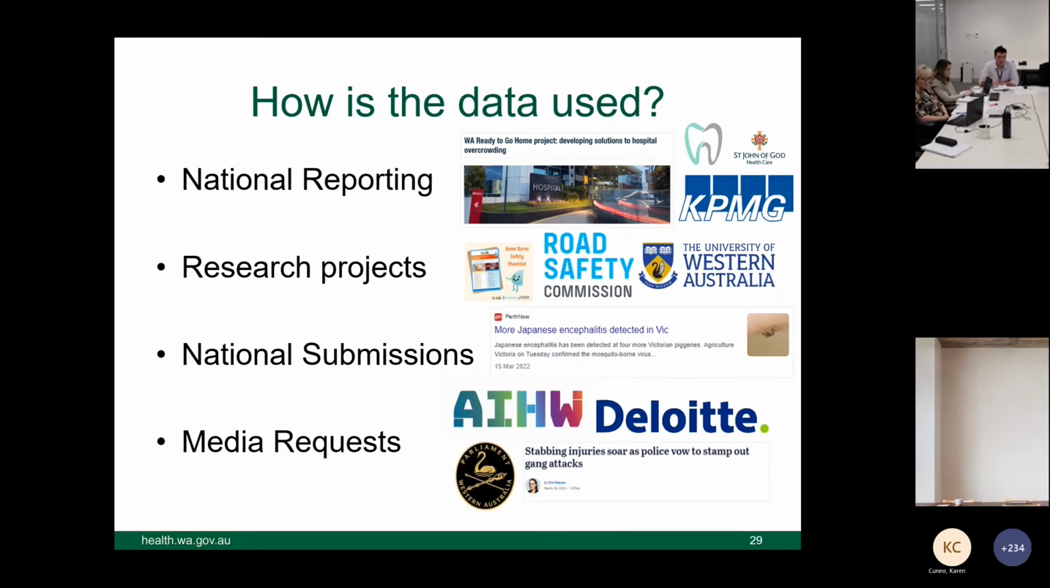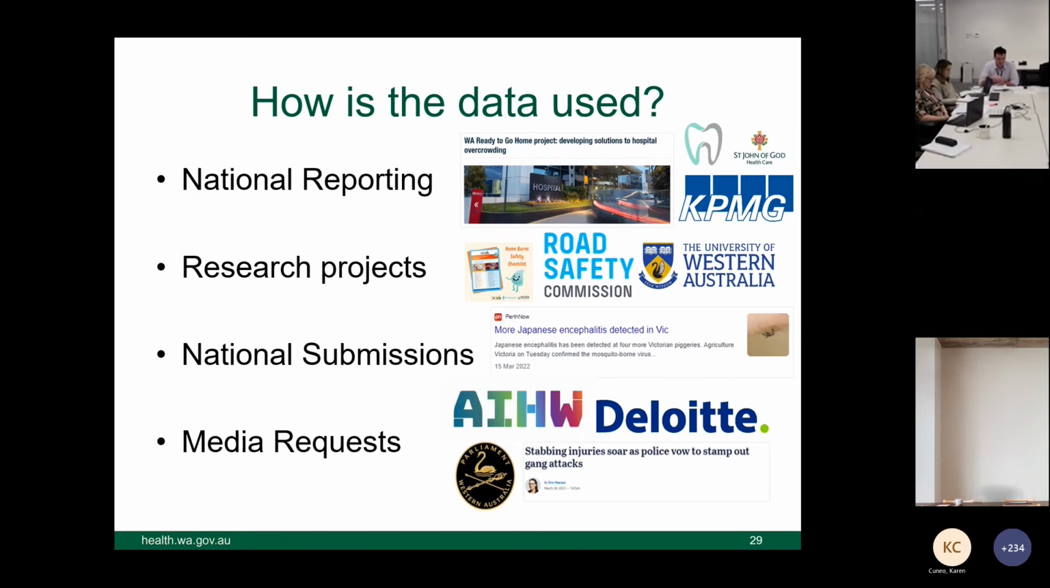AIHW is an independent statutory federal government agency that provides information and statistics to the public. So they collect data from state, territory, and federal government agencies, and they produce reports and help make data available to government agencies, universities, research centres, and non-government organisations. IPA is also a federal government agency, but they are more focused on activity-based funding of public hospital services across Australia.